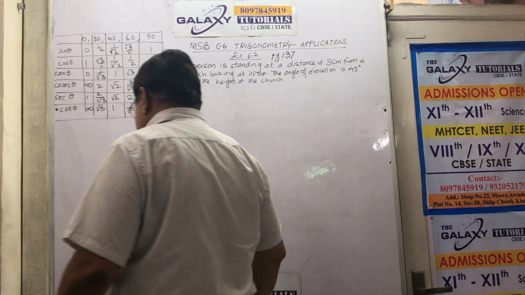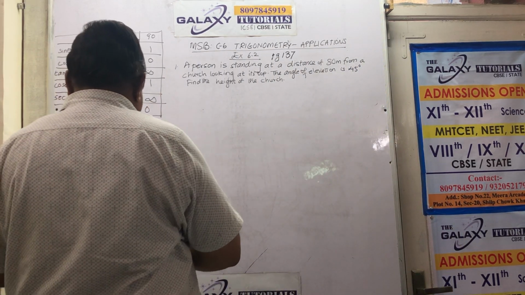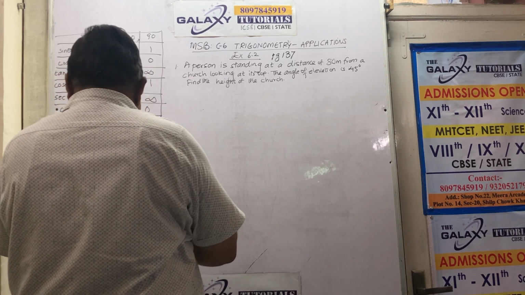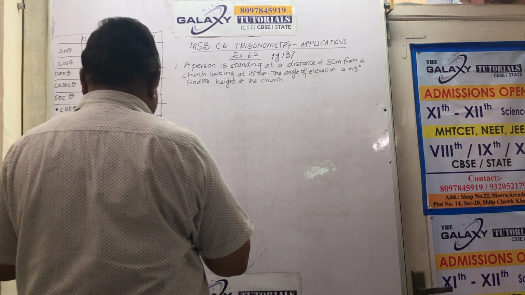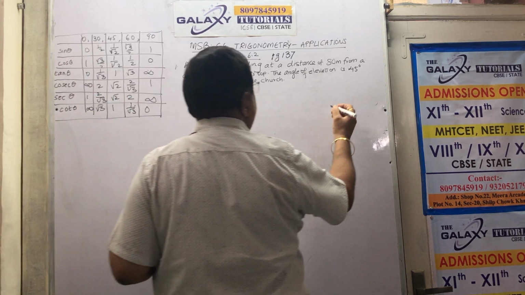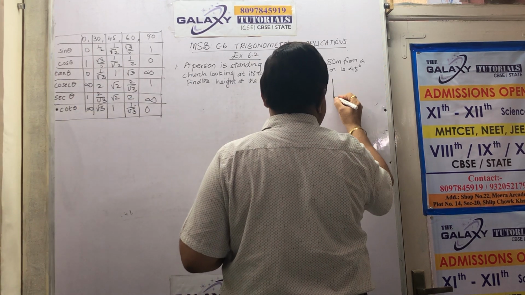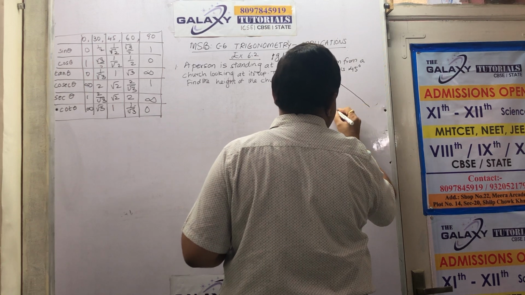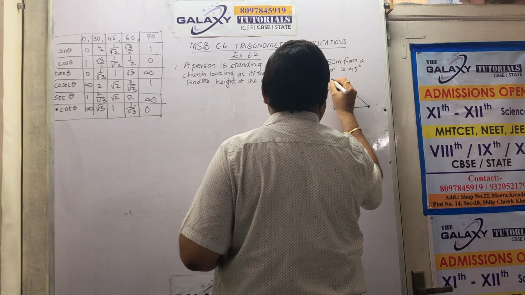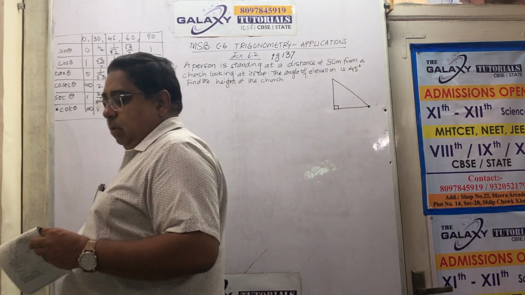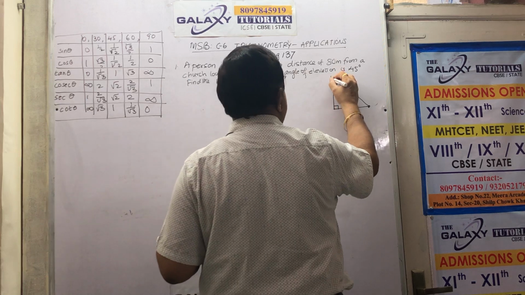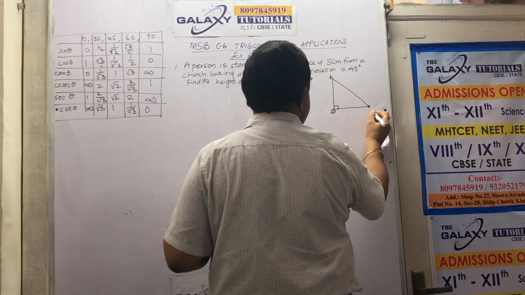Let us see. A person is standing in front of a church. Now we don't draw the church and everything. Just to give you an idea, this is the church and a person is standing in front of the church. You are here and the church is here. So this is A, B and C.